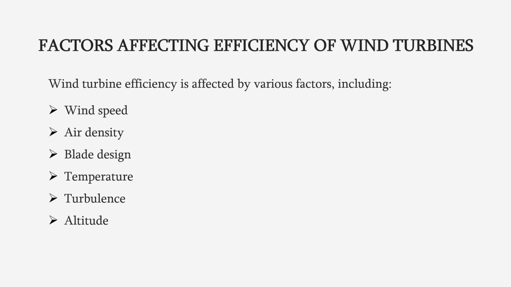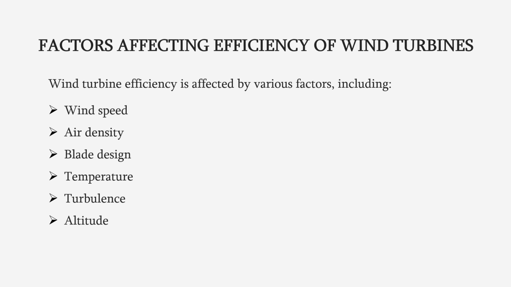Air density. The air density is another critical factor that influences the efficiency of wind turbine. High air density can improve the efficiency of the wind turbine as it results in more air molecules hitting the turbine blades, thereby generating more power. Blade design. The design of the wind turbine blades can also affect its efficiency. A blade that is too heavy or too light can reduce the amount of power generated by the wind turbine. The blade's shape and angle also play a crucial role in the wind turbine's efficiency.